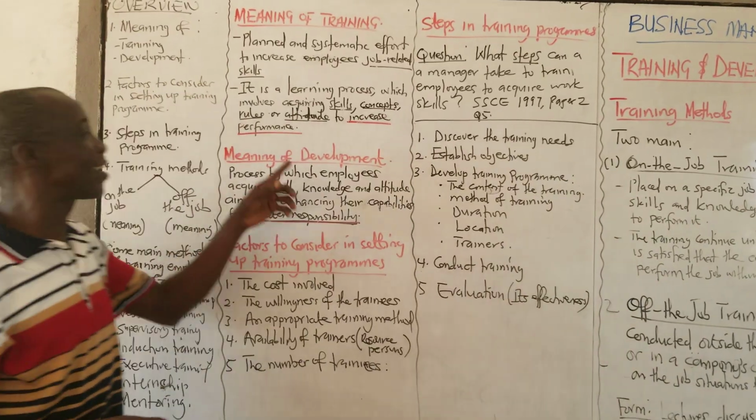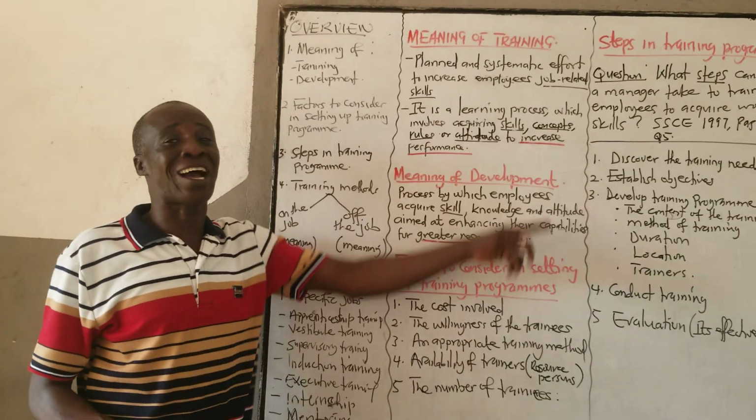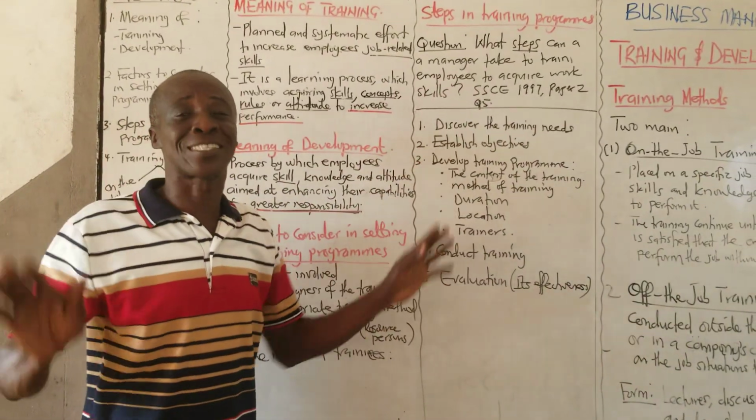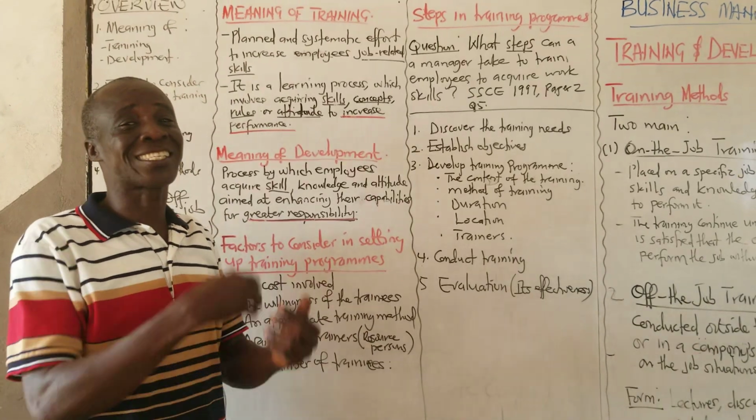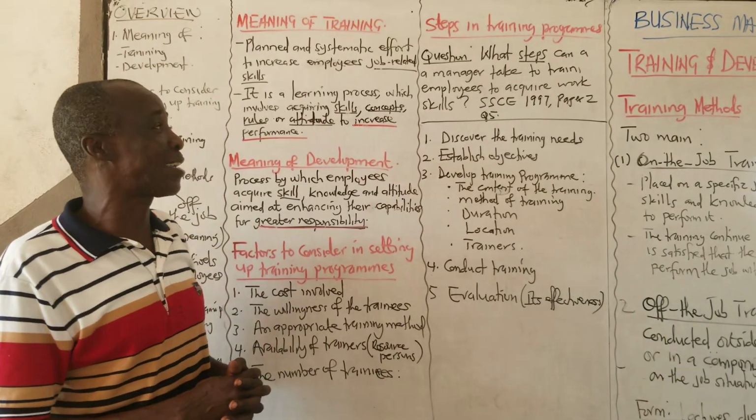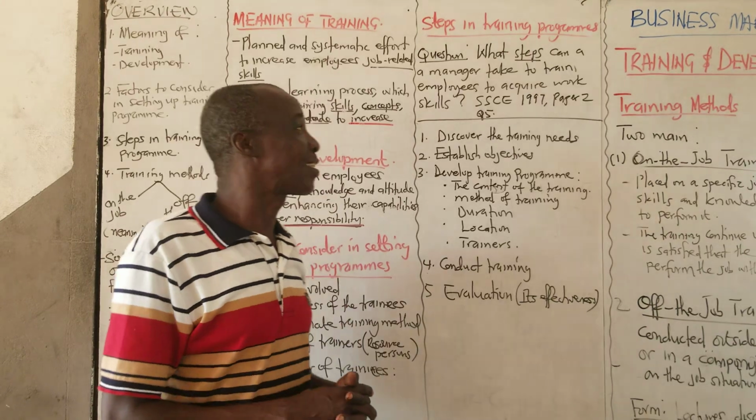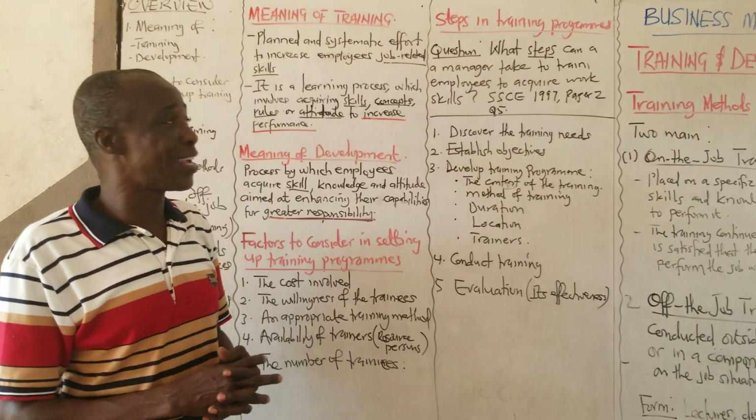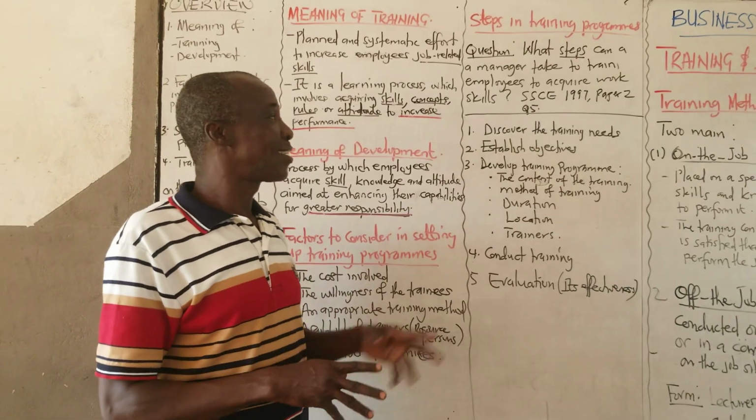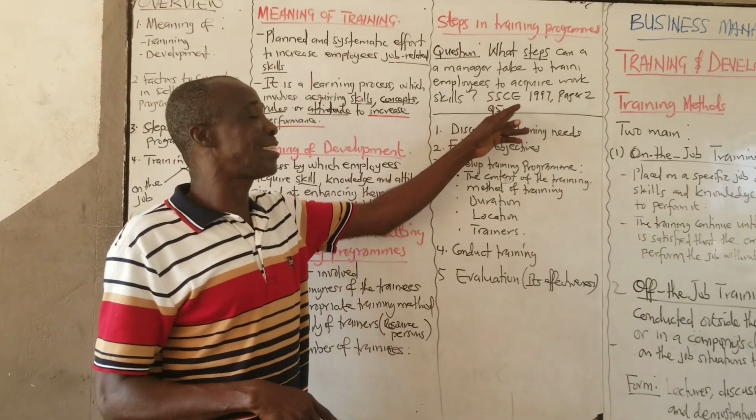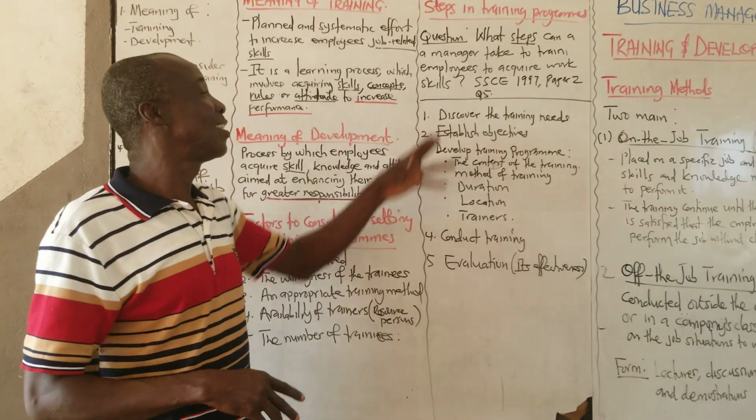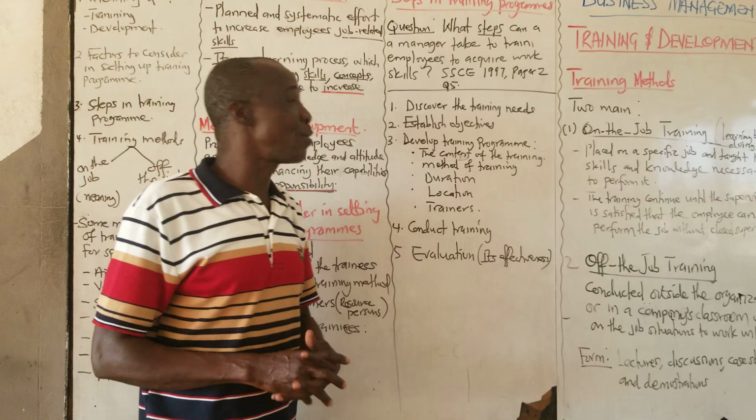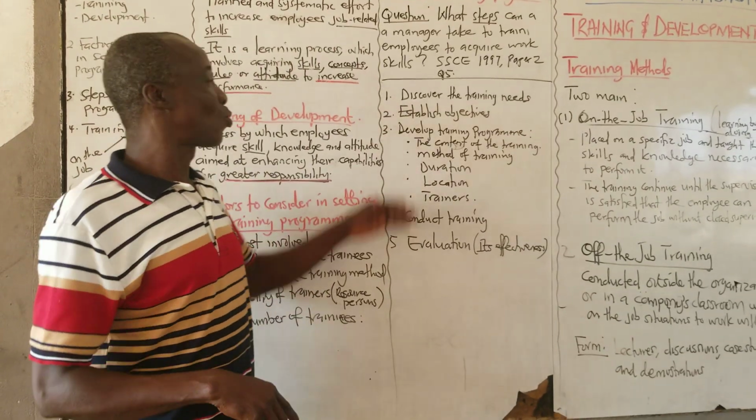So you see, we have already learned that through training you acquire skills. So this question is very simple and straightforward. So what are the steps? If you are a manager, what are the steps you should take in order to enable the workers to acquire that work skill? That was SSC. These days you people are doing WASSCE. It used to be SSC. That was 1987, Paper 2, question 5. So what are the steps?